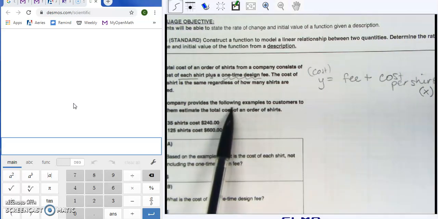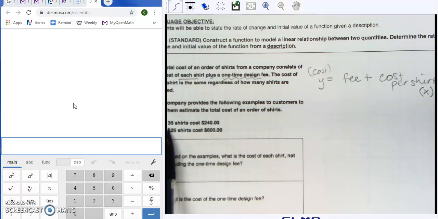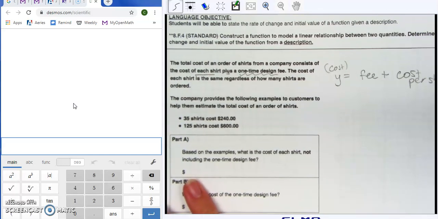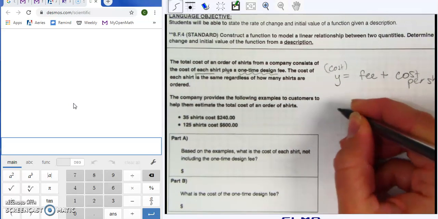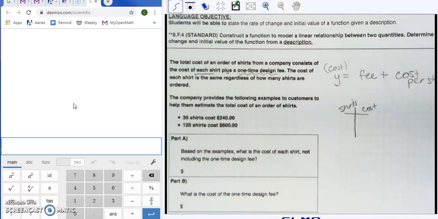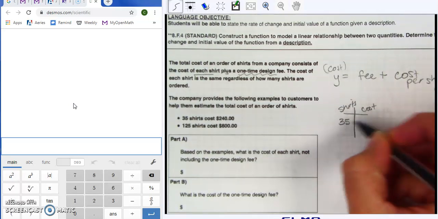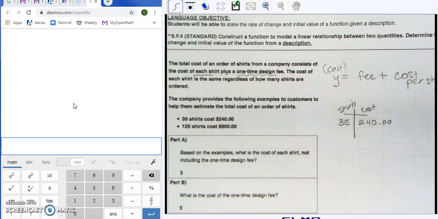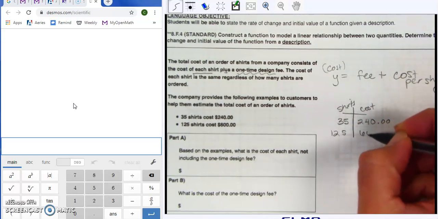So the company provides the following examples to customers to help them estimate the total cost of an order of shirts. So it says 35 shirts cost $240. 35 shirts cost a total of $240 at the end of the day. So I'm going to write shirts, and cost, though it is set up like an X and Y table. So 35 shirts cost $240. We could put on the 0.00 there. And 125 shirts costs $600.